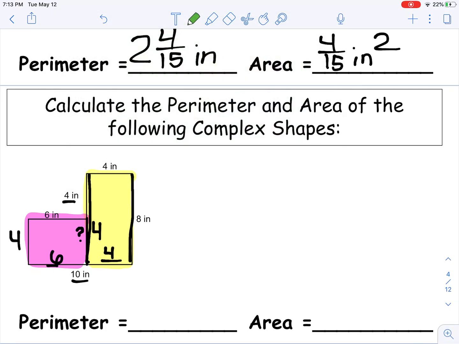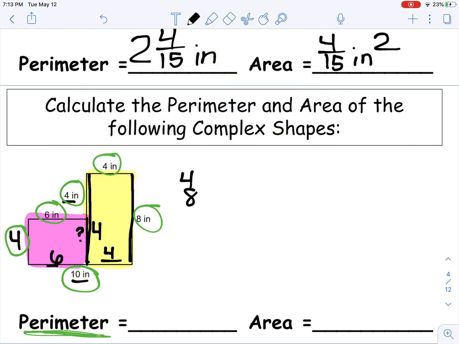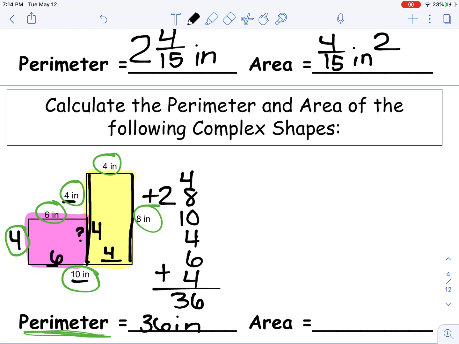Again, perimeter. We're going all the way around. Pick a different color. So perimeter, I'm going to circle my measurements in green. 6, 4, 4, 8. Notice I'm not circling this 4, but the 10 because I want perimeter outside. And 4. So now I'm going to add 4 plus 8 plus 10 plus 4 plus 6 plus 4. I know 6 plus 4 is 10, plus 4 is 14, plus 8 is going to give me 22, plus 4 more is going to give me 26. And carry that 2, and 2 plus 1 is 3, so I'm going to get 36 inches for my perimeter.